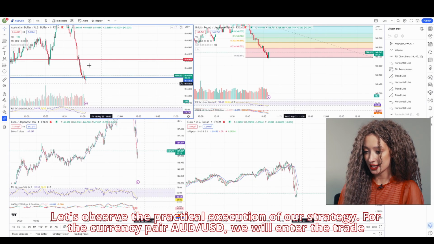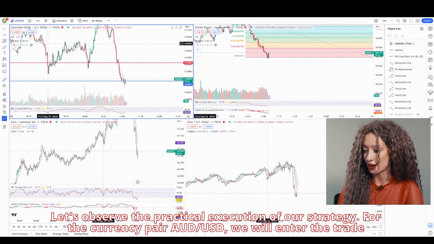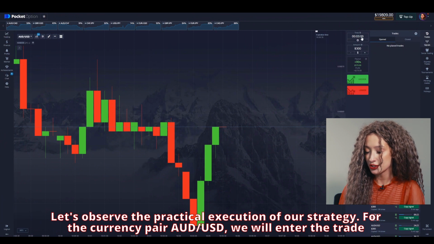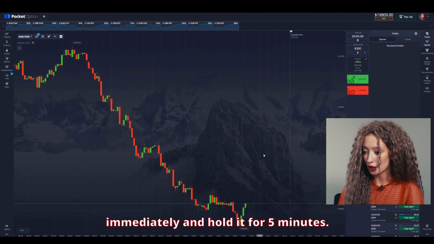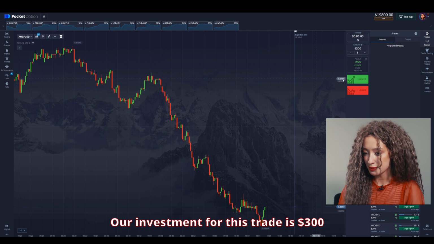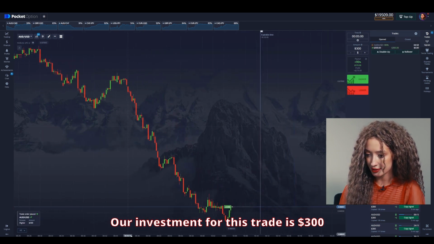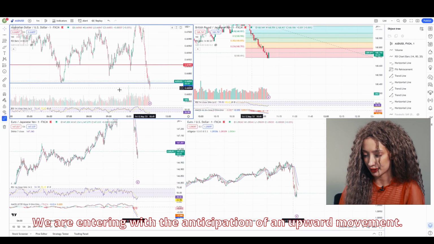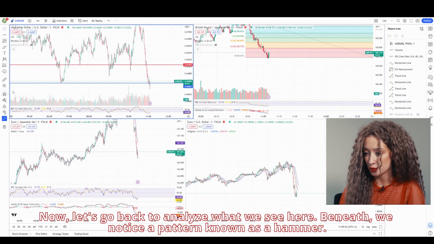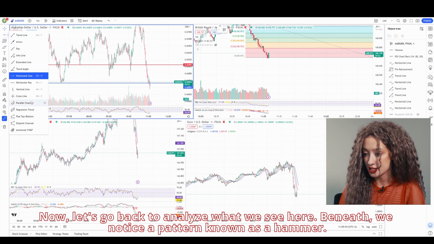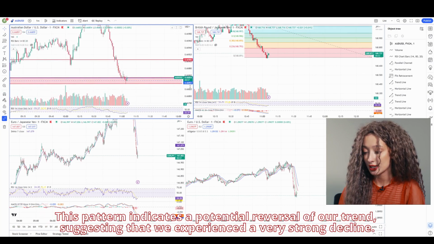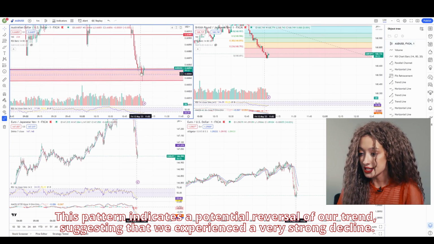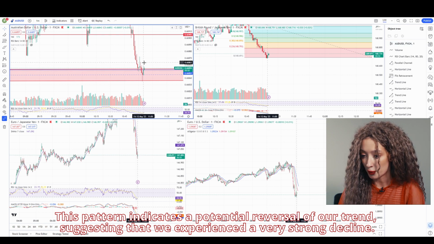Let's observe the practical execution of our strategy. For the currency pair, we will enter the trade immediately and hold it for 5 minutes. Our investment for this trade is $300. We are entering with the anticipation of an upward movement. Now let's go back to analyze what we see here. Beneath, we notice a pattern known as a hammer. This pattern indicates a potential reversal for our trade, suggesting that we experienced a very strong decline.